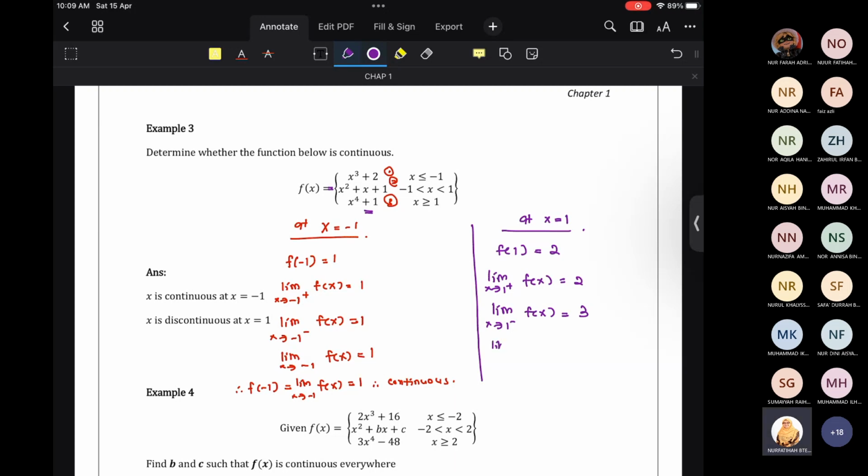Since the limit as x approaches 1 from the right of f(x) is not equal to the limit as x approaches 1 from the left of f(x), that means the limit as x approaches 1 of f(x) does not exist. When it does not exist, is it continuous or discontinuous? Discontinuous. So f(1) will not equal the limit as x approaches 1 of f(x). So the answer is discontinuous. Okay, good.